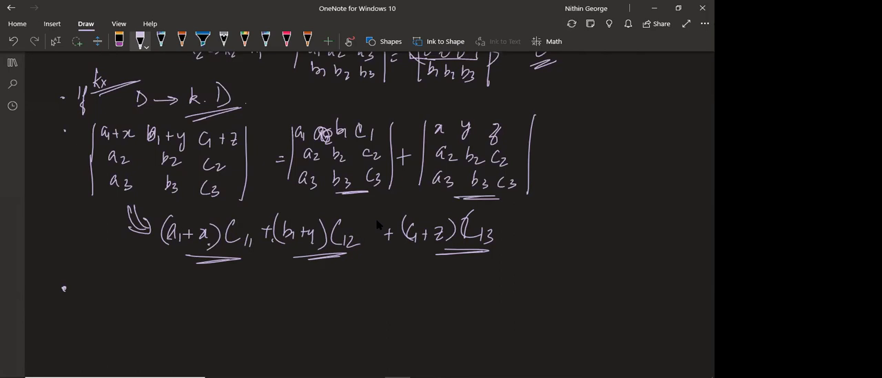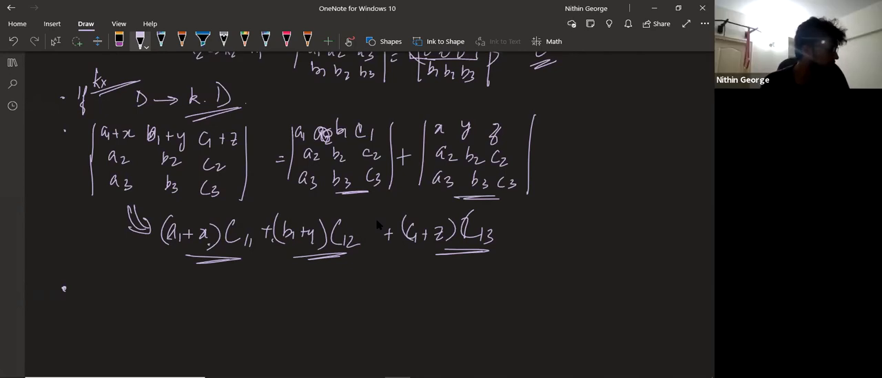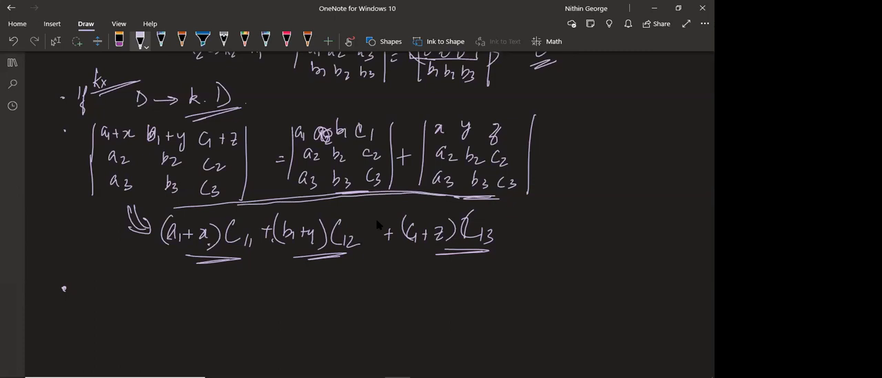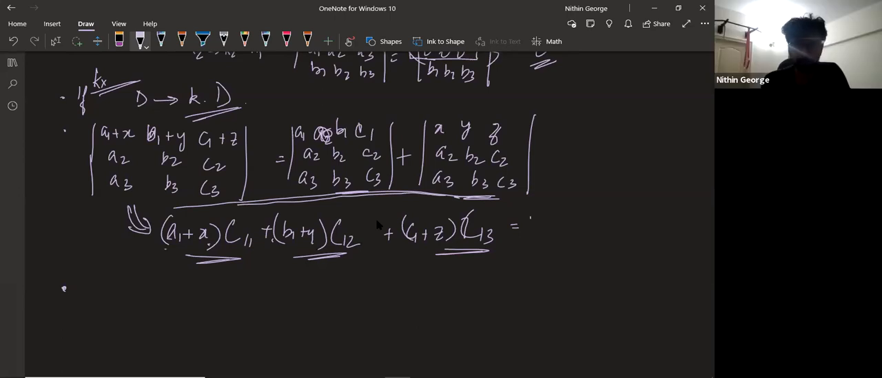Sir, can you repeat the statement again? Yeah. If each element of any row or column can be expressed as a sum of two terms, then the determinant can be expressed as the sum of two determinants. Did you understand what I'm saying here? Yes, sir. Okay, so I simply remove the bracket for each of these three parts.